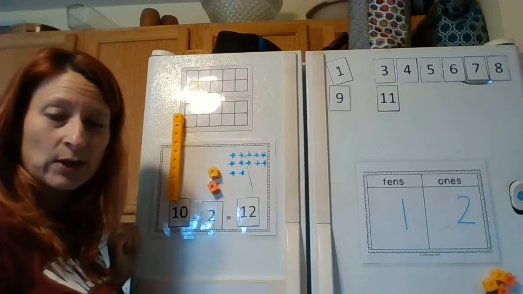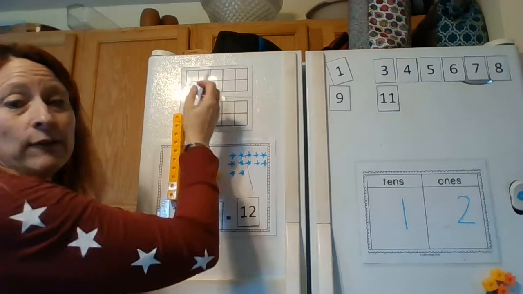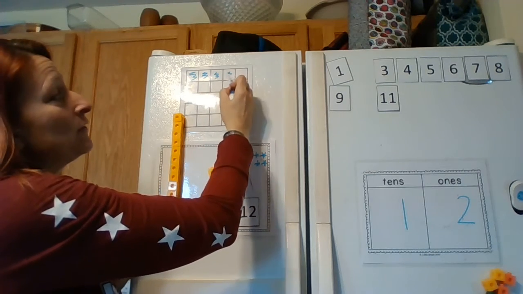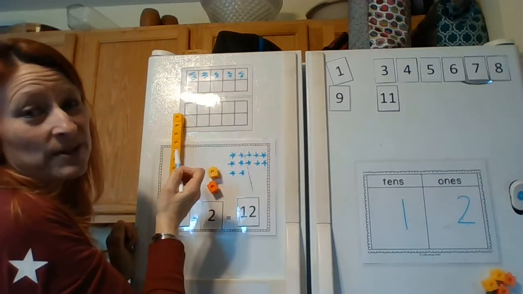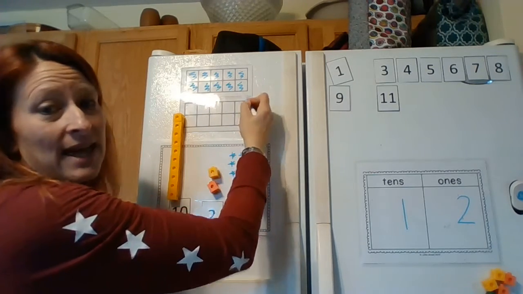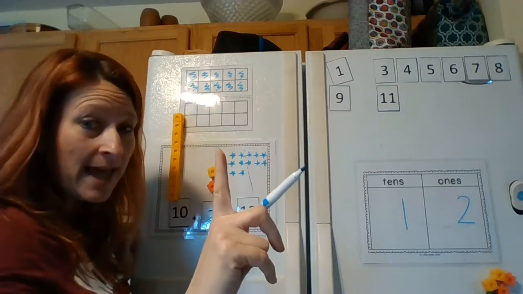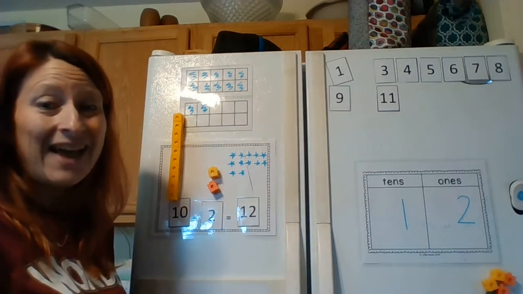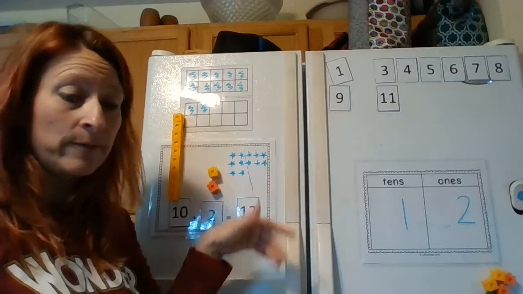It's also another way to show 12. In the 10 frames, we start at the top on the left. 1, 2, 3, 4, 5. Fill up the top 5. 6, 7, 8, 9, 10. There is my one group of tens. And go 11, 12. And that is my group of 12.